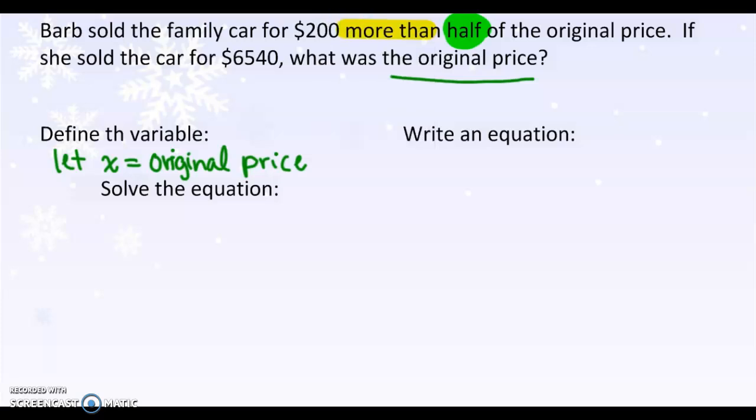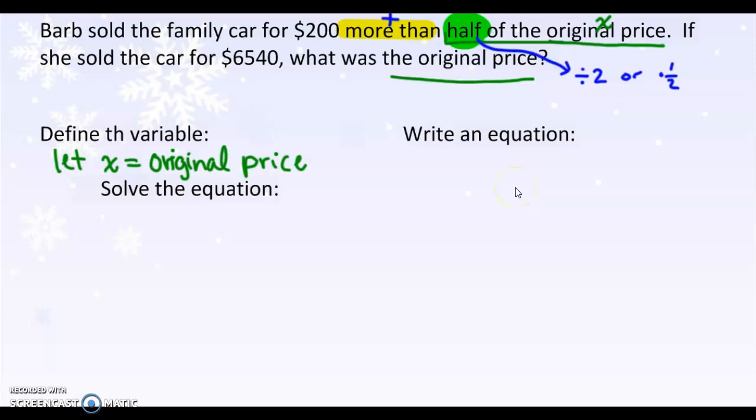So let's take a look. "More than" implies addition. So we know part of our problem is going to have 200 plus half the original price. That original price is our unknown, so that's our variable. And we're asked to take half of that. Half is one of those division words that means divide by 2, or it means multiplying by 1/2. However you'd like to write it, it is your call.